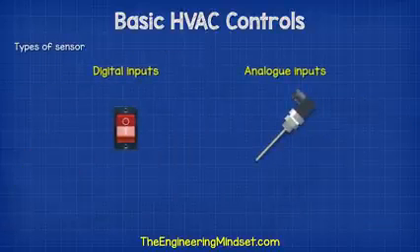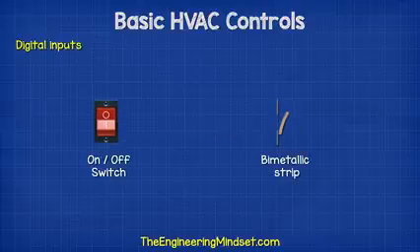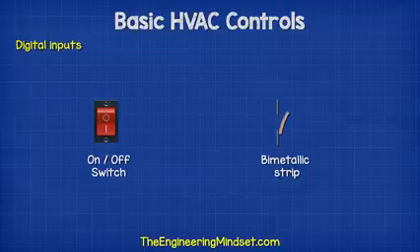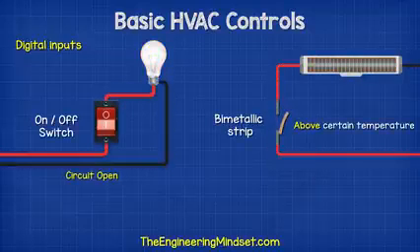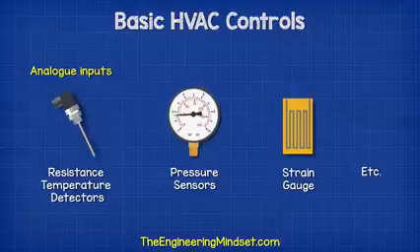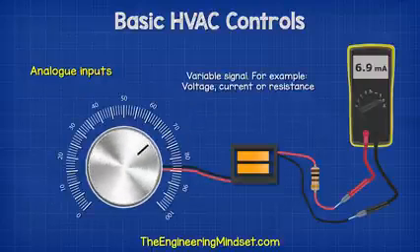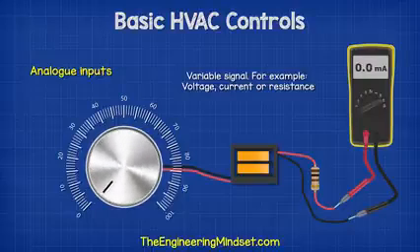We have two main types of sensors, digital and analog. Digital inputs can only tell if something is on or off, nothing in between. For example, an on-off switch or a bimetallic strip. The circuit is either open or closed. So we can only tell if the temperature is above or below a certain temperature. Analog inputs vary their signal. They might vary in resistance, voltage, or current between a minimum and maximum value. So we can use these to determine the exact temperature or pressure.